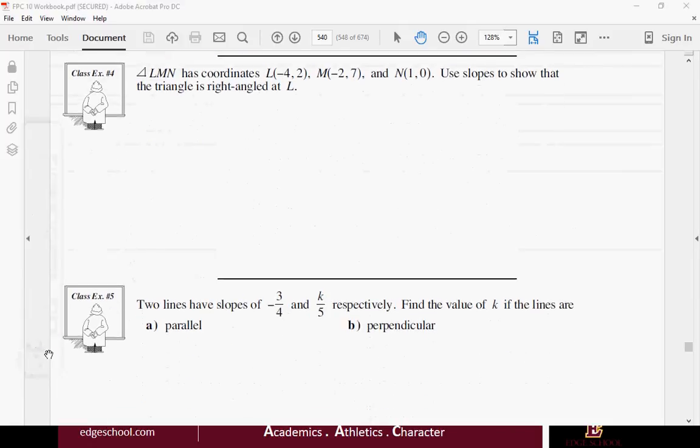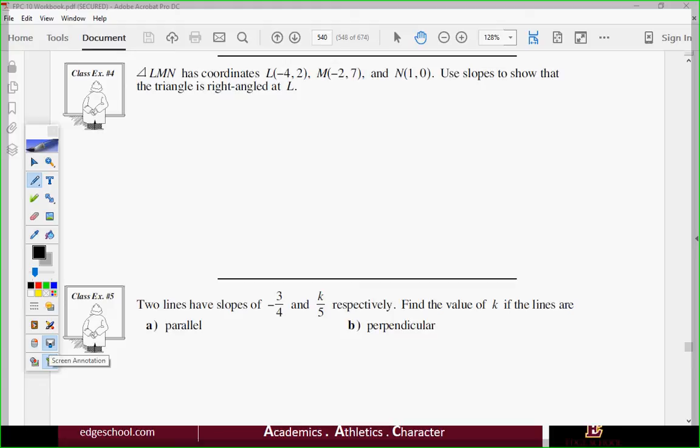All right. So triangle LMN has the coordinates -4, 2, -2, 7, 1, 0. Use slopes to show the triangle is right-angled at L. So if I just kind of draw this real quick, and I'll explain what they're asking you. -4, 2, so I'm right there. -2, 7. Okay, and then 1, 0.